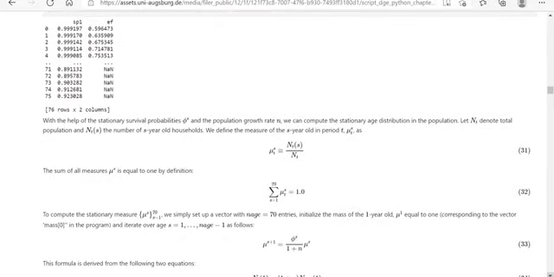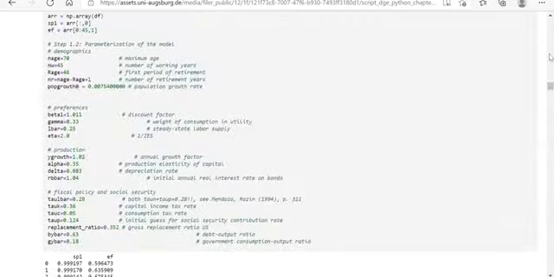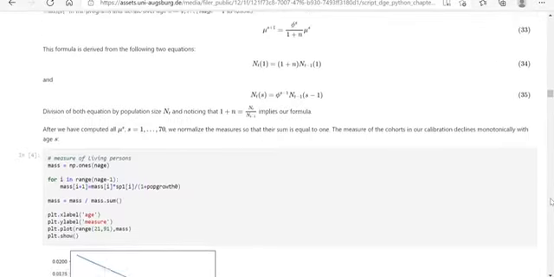So it's a really detailed tutorial of what we are doing here. Sometimes we, for example, show output here, and we'll describe how the computation in the model takes place. For example, here in equations 31 through 33, we explain the computation of the measures of the different cohorts in the model.